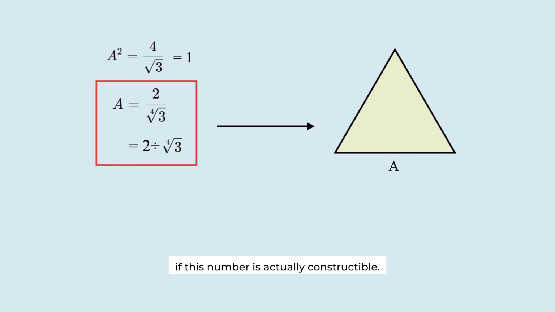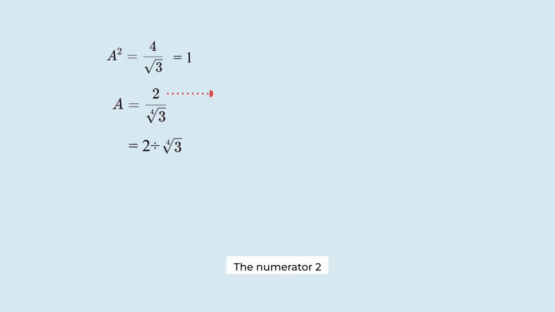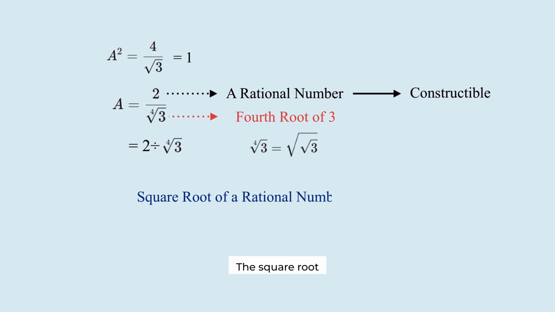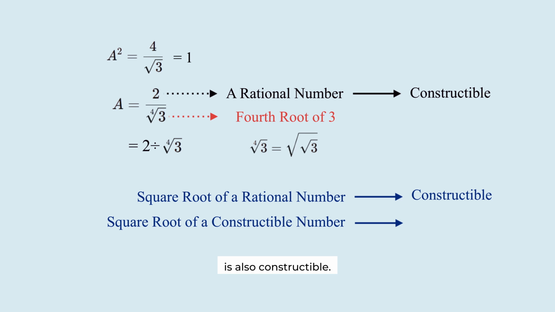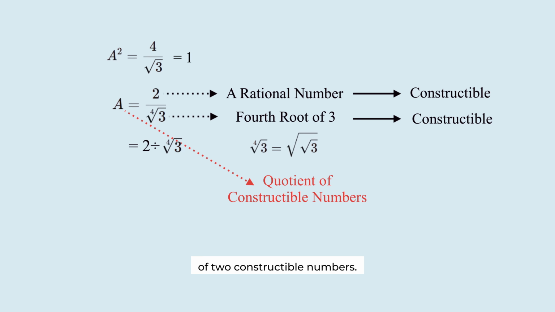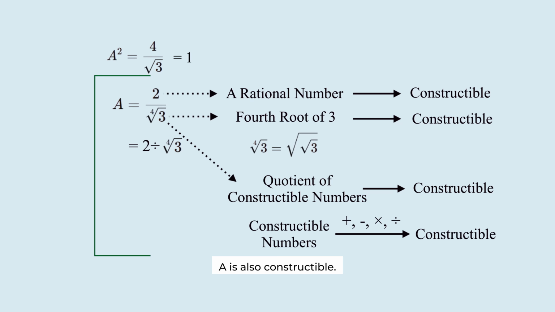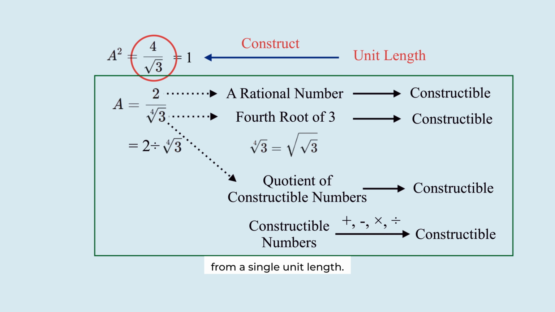Let's see if this number is actually constructible. The numerator 2 is a rational number, so it's constructible. The denominator is the fourth root of 3, which is the square root of the square root of 3. The square root of a rational number is constructible, and the square root of a constructible number is also constructible. Therefore, the denominator is constructible as well. A is the quotient of two constructible numbers. Since arithmetic operations on constructible numbers are themselves constructible, A is also constructible. In theory, we can construct A from a single unit length.